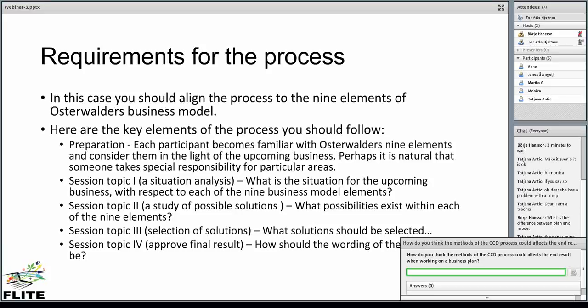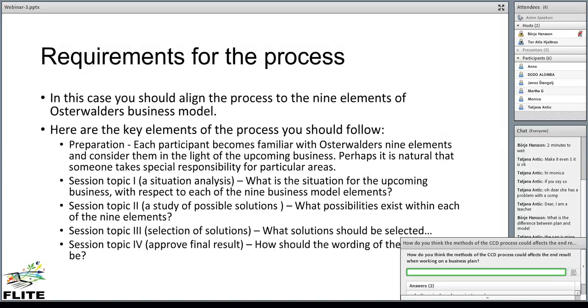Then secondly, you should plan a new session called a study of possibilities, where you look at what possibilities exist within each of the 9 elements. The third session, like I said earlier, is a selection of solutions. There you should try to find the right solution regarding each of the 9 Osterwalder elements. And hopefully in the last session you should discuss and try to come up with a final business plan and what it should look like.